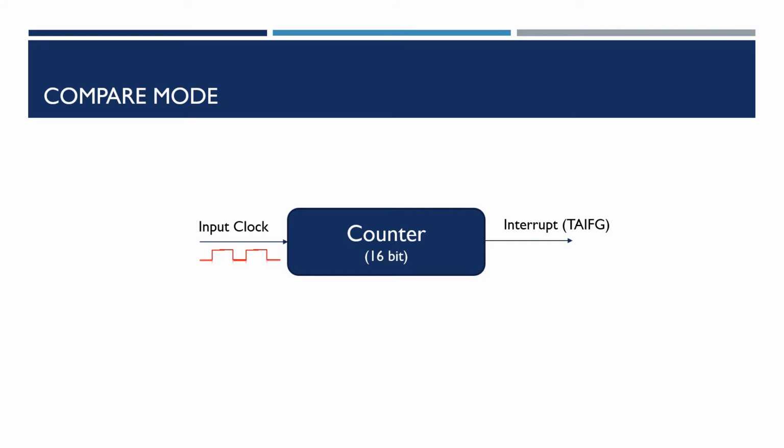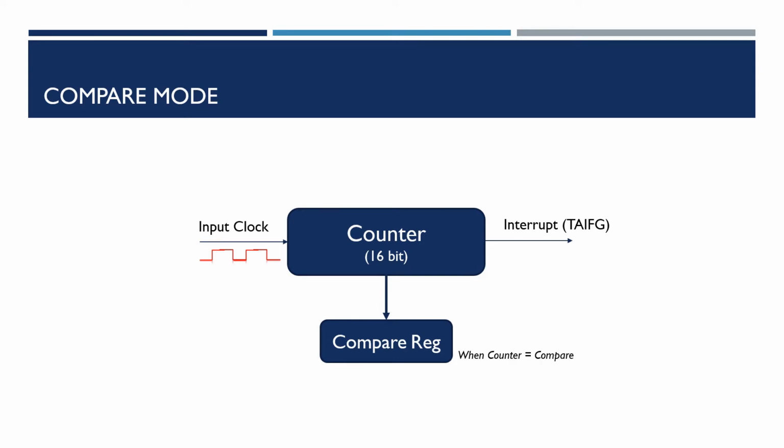Now let's just assume that I do not want to count till the final value of 65535. Instead, I want a value lower than that, something different. So I can put that value in something called the compare register. Let's just say I want the value of 50,000. So I do not want to count till 65535. Instead, I want to count till 50,000. So the moment that count 50,000 is reached in the counter, you get an interrupt, which is called CCIFG.